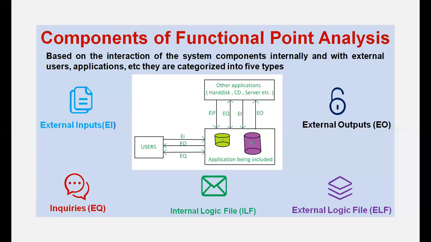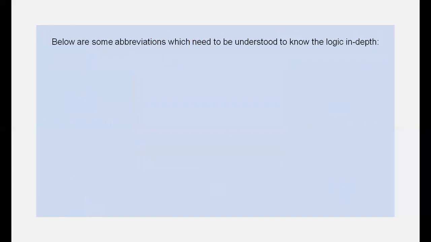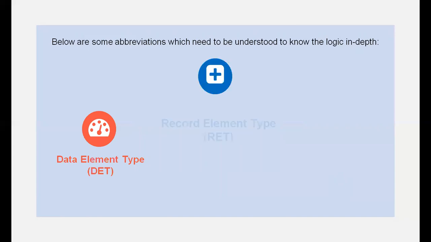Now, let us see some more abbreviations which we need to understand to know the logic in depth. So here the first one is data element type, DET. This can be defined as a single unique non-repetitive data field. And the second one, record element type, RET.